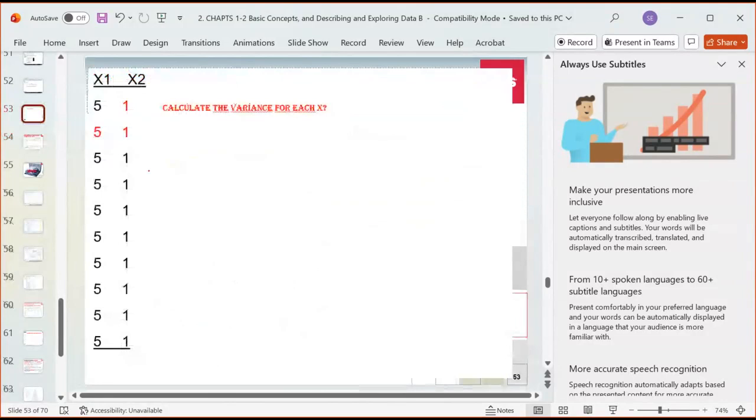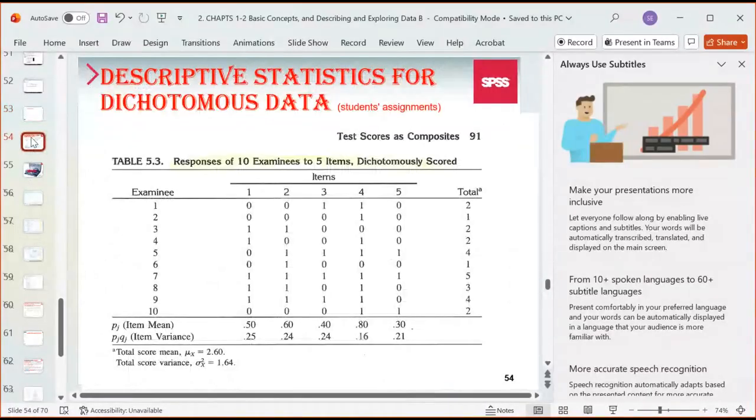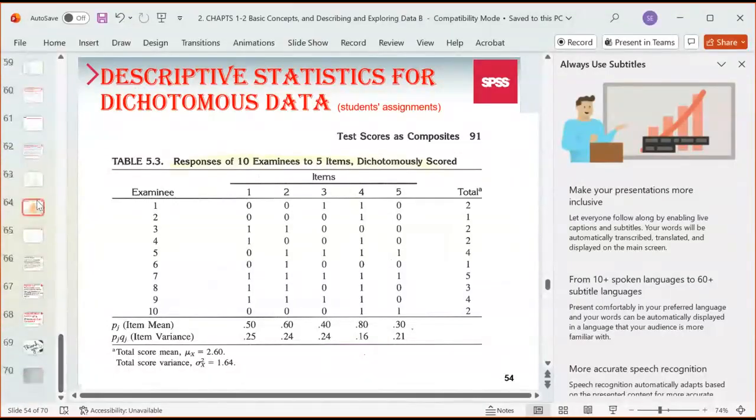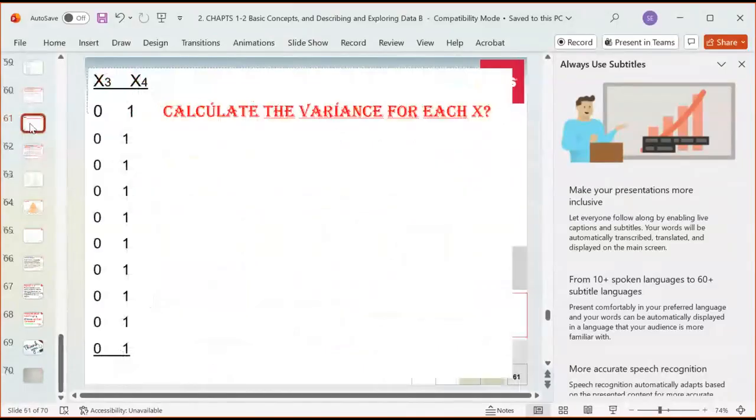Again, this is the same thing, 5, 5, 5, 1, 1, 1. It's basically to tell you that there's no variability, so the variance is 0. Of course, so we did that. But this is the same. If there is no variability, no change, there is no variance.